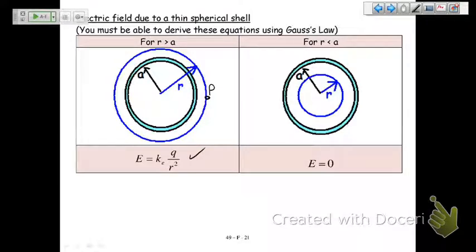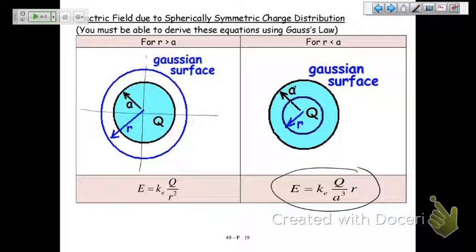Now, I want to just point out two more things. Let's see if I can go back. For this one, let's say I ask you to draw a graph of my electric field versus radius. And let's say I tell you that the A is there.